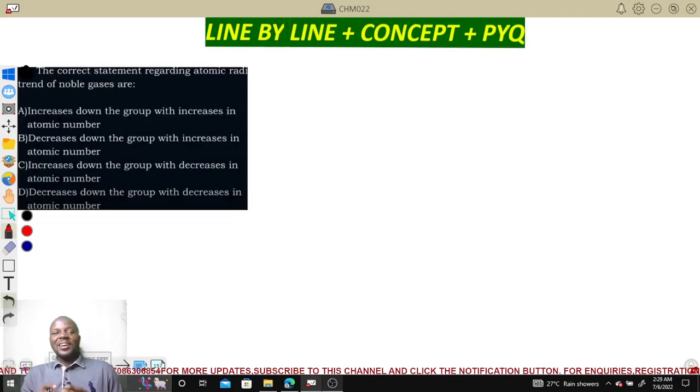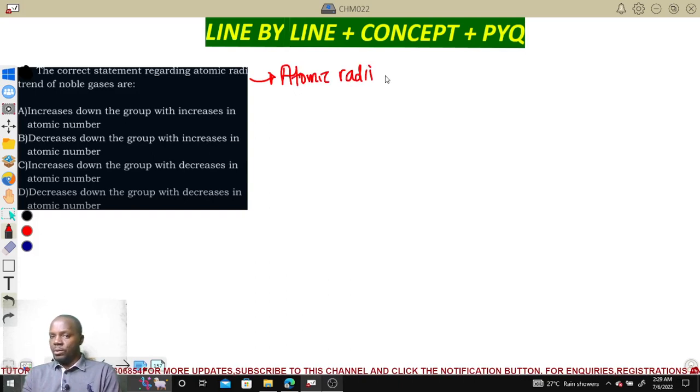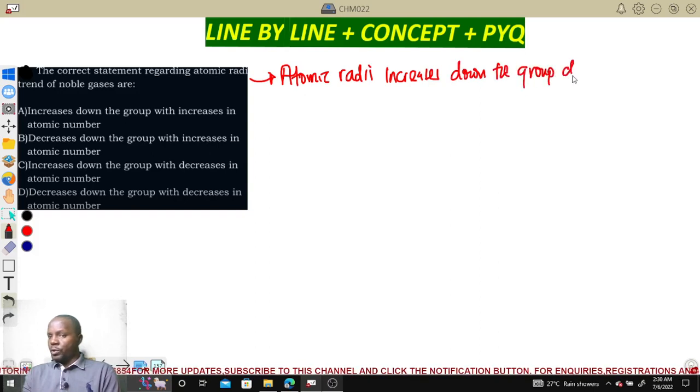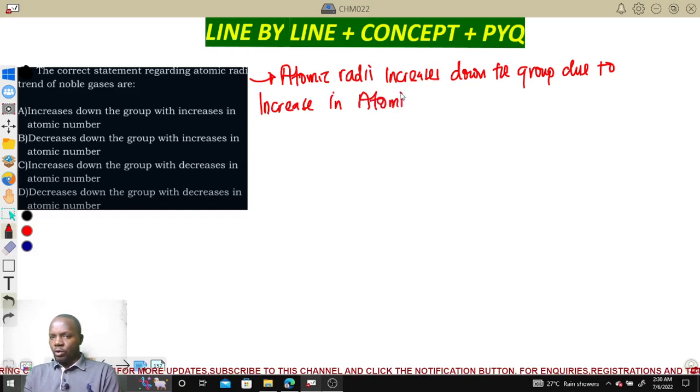The next question. The correct statement regarding atomic radius. Now, we can quickly talk about atomic radius. We know the way atomic radius behaves. I think I've talked about this: atomic radii, radii meaning it may be more than one, increases down the group, due to increase in atomic size or atomic number. So which of these increases down the group with increase in atomic number?